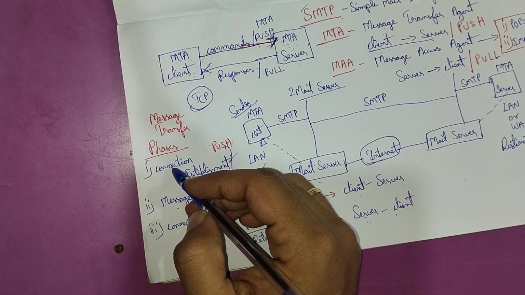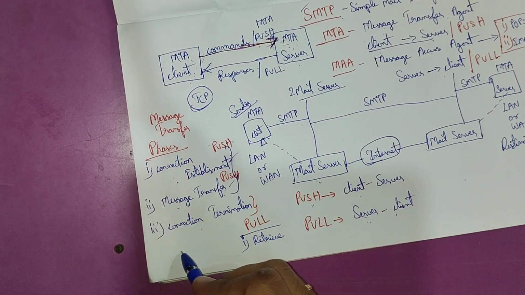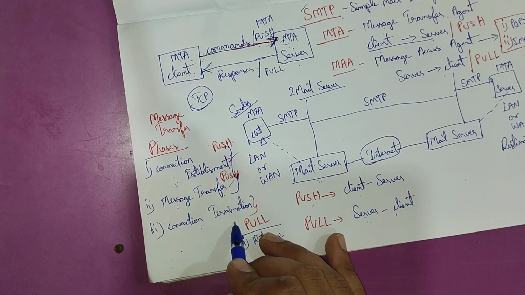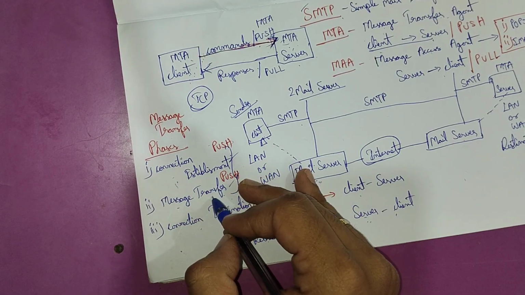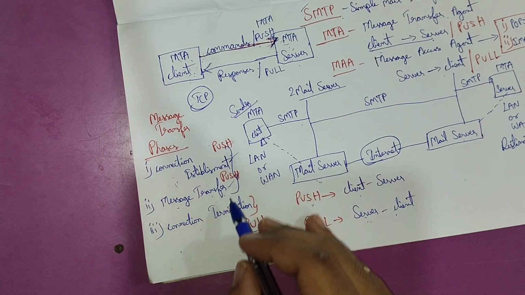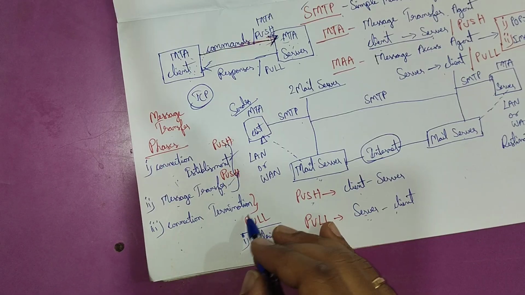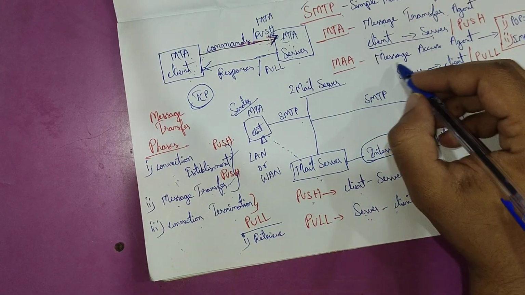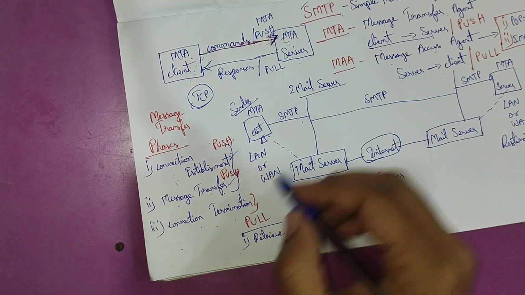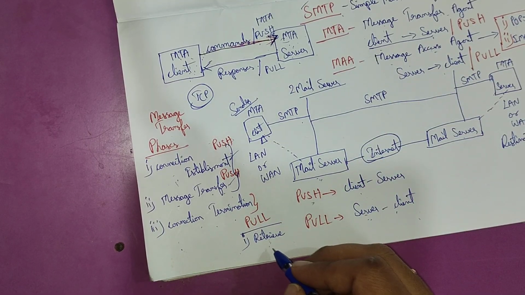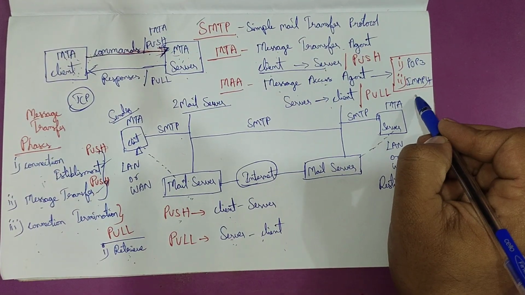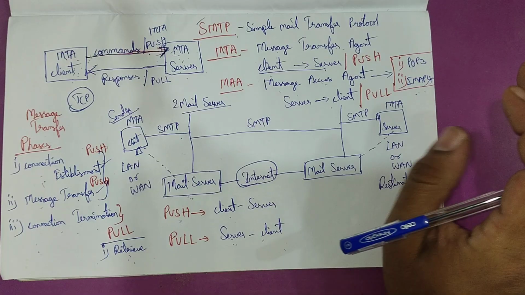And coming to the different phases of message transfer, here we have 3 different phases. First phase was connection establishment, second phase was message transfer, third stage was connection termination. In the first 2 stages, you are using the MTA, that is a push operation. Coming to the connection termination, you are using another agent called message access agent. He will be used for 2 purposes. One purpose is connection termination, the other purpose is retrieving the data by using 2 different protocols, that is POP3 and IMAP4. So this is all about this video.